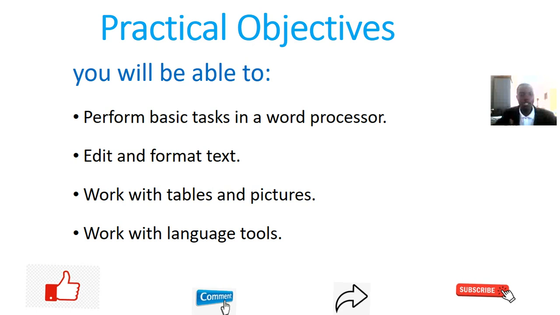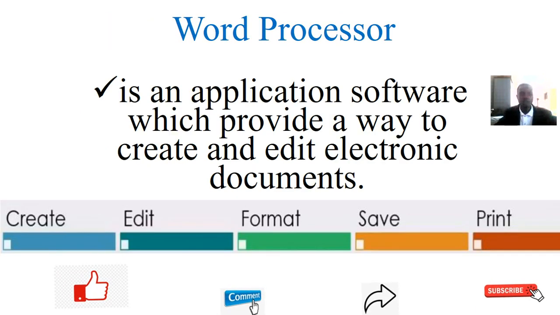You shall be able to edit and format text. You shall be able to work with tables and pictures. You shall be able to work with the language tools: editing punctuation, working with grammar, working with spelling, and so forth. In other terms, word processors are specialized programs that allow you to change the look and the feel of an electronic document which is in the form of text. This is the definition of what a word processor is.